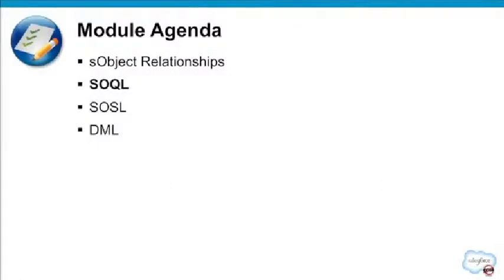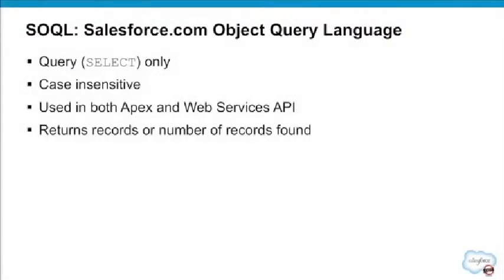All right, so let's talk about SOQL. SOQL is the Salesforce Object Query Language. It is truly a query-only language. Every single SOQL query starts with the exact same keyword, which is select. Okay? It is case insensitive, much like Apex. It's used in both Apex and our Web Services API, or for that matter, our REST API. It typically returns records or the number of records found.